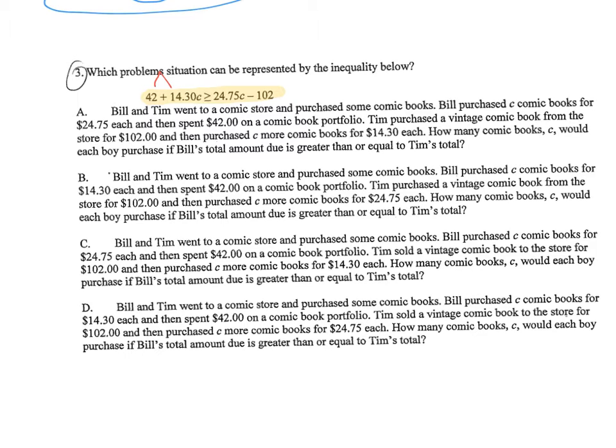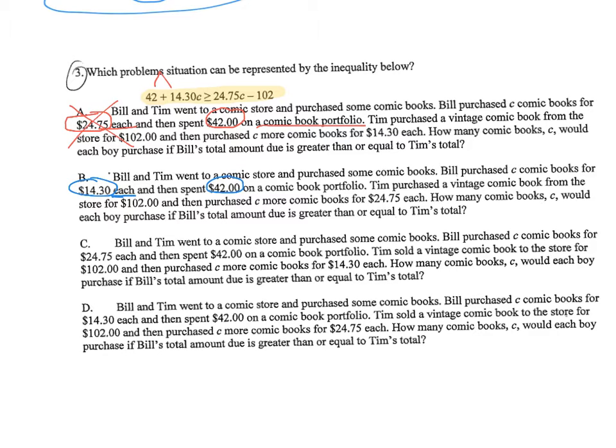So A says Bill and Tim went to a comic store and purchased comic books. Bill purchased comic books for $24.75 each and then spent $42 on a comic book portfolio. Okay, so we've got 42 and 24. Those are on opposite sides of the inequality sign, so it cannot be A. For B, Bill and Ted went to a comic store and purchased some comic books. Bill purchased C comic books for $14.30 each and then spent $42 on a comic book portfolio.